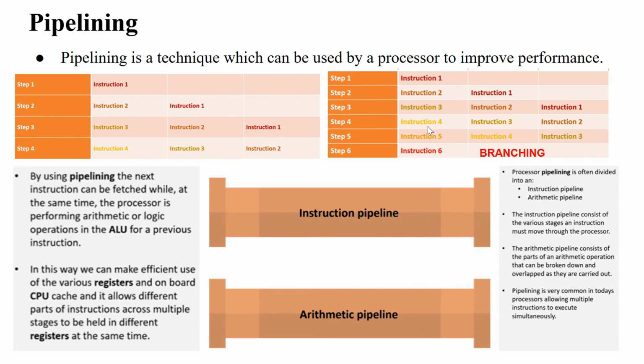So you can see in this one, it's going really well. Oh, but then it says branch at instruction 3 to 6. So instruction 6 goes in there, and then it just starts moving on from there. There are basically a few different types of pipelining: instruction pipelining and arithmetic pipelining. Instruction pipelining consists of various stages of instructions that move through a processor, while arithmetic pipelining consists of the parts of the arithmetic operation that can be broken down and overlapped as they are carried out. Pipelining is very common in modern processors, allowing for multiple instructions to execute simultaneously.